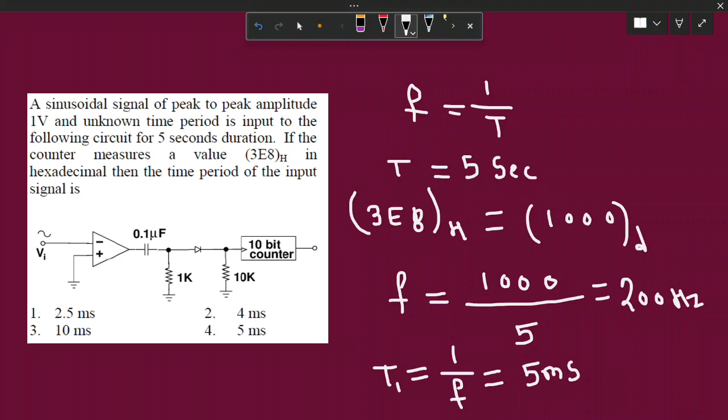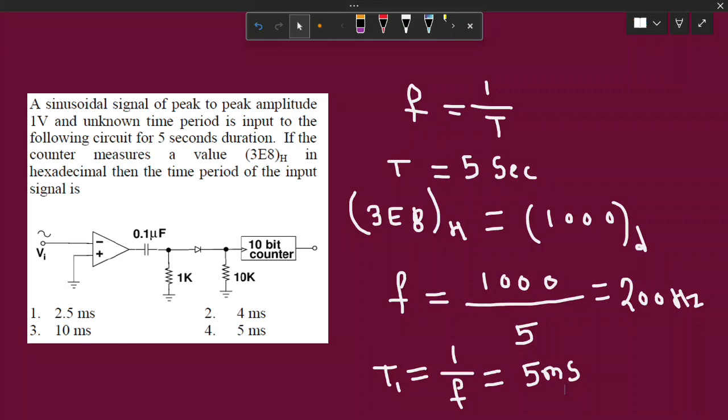So we have to focus in this problem mainly on the counter. The counter measures the value 3E8 hex, which means the total counts are 3E8 hex. Convert that into decimal, so we are getting 1000. Then the total count is divided by the total time over which the counter measures a value, that is given as 5 seconds. So 1000 divided by 5 is nothing but the frequency.